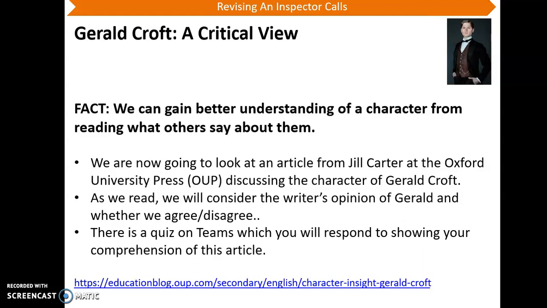So as we read, we're going to consider Jill Carter's opinion, and we're going to think about whether we agree or disagree. There is a quiz on Teams this week on Gerald, which will test your comprehension of this article, as well as our other work on Gerald Croft. So if you want a link to this article, it's there at the bottom of the screen. But I have it as a resource in this PowerPoint. So we are going to read this together.